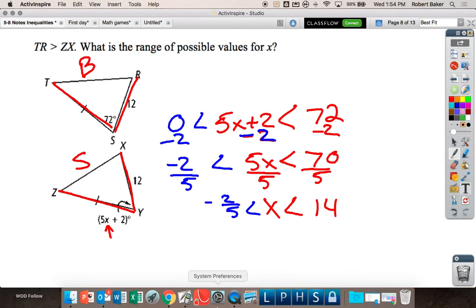But anything lower, less than. No, it cannot be equal to negative 2/5 because it would make it 0 and it would become a line segment and not a triangle. All right? So that's a lot of weird stuff.